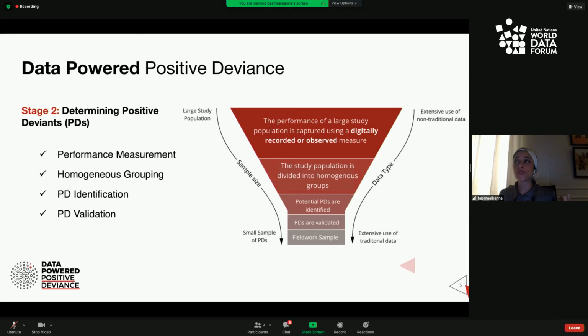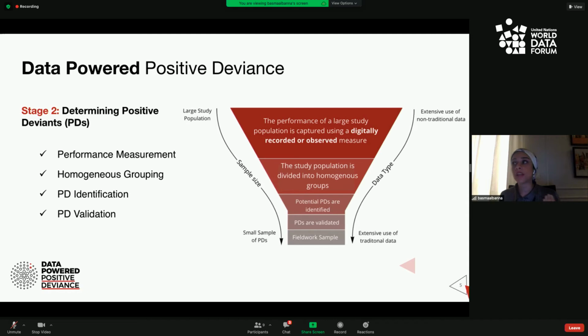So in the homogeneous grouping, if we're talking about a case of agriculture, we would be using rainfall, temperature, and soil, those kinds of structural factors that are beyond the control of individuals. After identifying the positive deviants, we cannot say that they're positive deviants unless we actually go to the field.